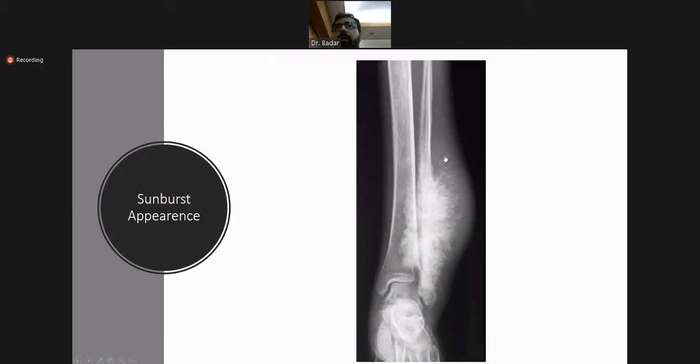So see, this is how it looks, sunburst appearance. Just like the sun rays are appearing out of this fibular tumor. So this is an osteoblastic lesion involving the distal part of the fibula and some part of the tibia as well, and showing the sunburst appearance extending into the soft tissue with a narrow zone of transition.